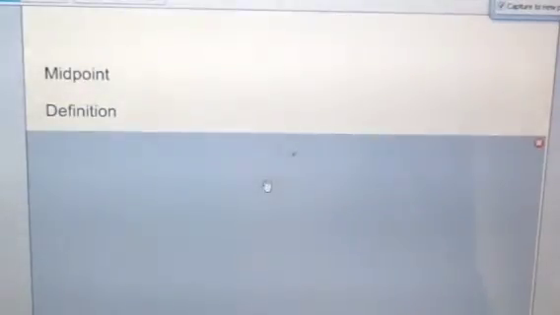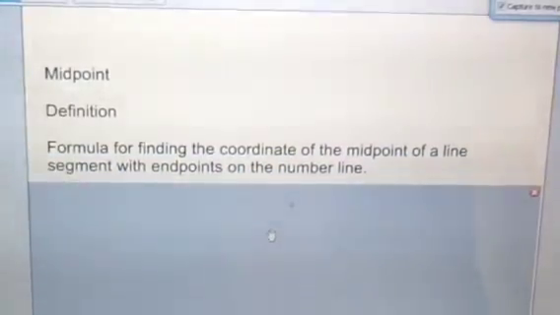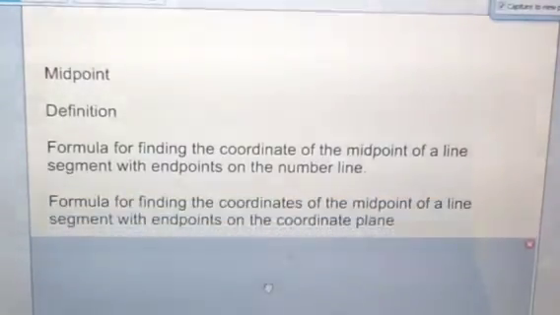Midpoint. We're going to explore three things in this video. First, the definition of the term midpoint. Second, we're going to look at two different formulas. The first formula will be for finding the coordinate of the midpoint of a line segment with endpoints on the number line. And the second formula is for finding the coordinates of the midpoint of a line segment with endpoints on the coordinate plane.